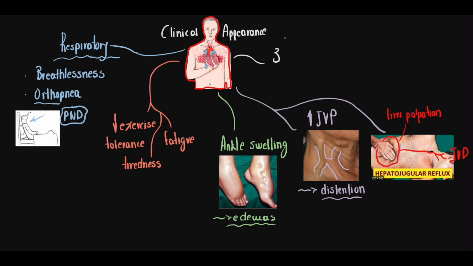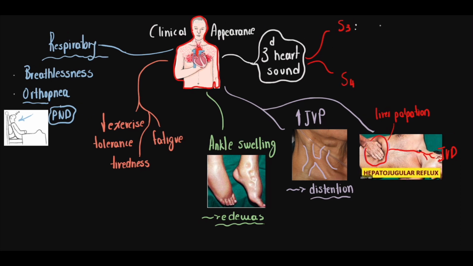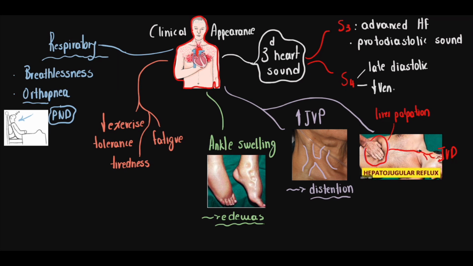Finally, we're going to have a third heart sound, so the presence of S3 and S4. The difference between these two is that S3 indicates advanced heart failure. It is a proto-diastolic sound, whereas S4 is late diastolic and indicates a decrease of the ventricular compliance. So remember, S3 is proto-diastolic, so in the beginning of the diastole, and indicates advanced heart failure. S4 is late diastolic, so the end of the diastole, because it is 4, right? It is after 3. It indicates a decreased ventricular compliance.